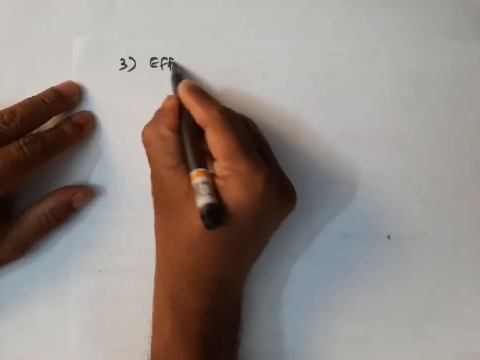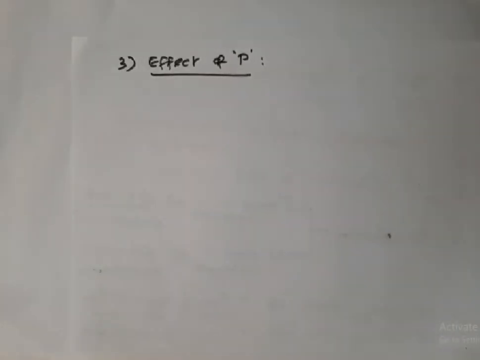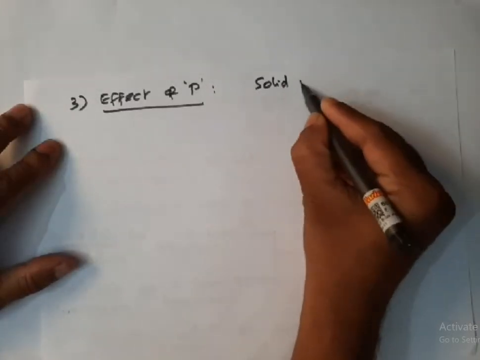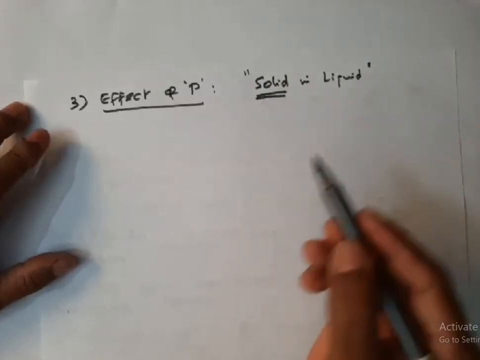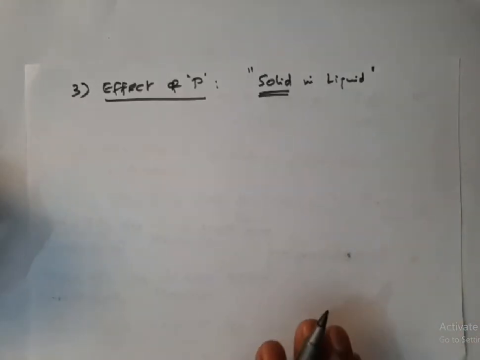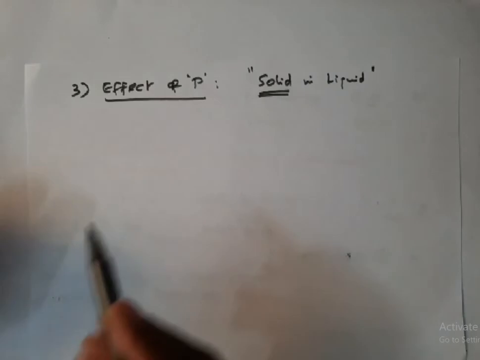Let me come to the next one. Third factor, effect of pressure. How does pressure affect the solubility of a solid in liquid? Students, observe this carefully. Our solute is solid here. Usually pressure has an insignificant effect on the solubility of a solid in liquid. Or we can say simply pressure has no effect.